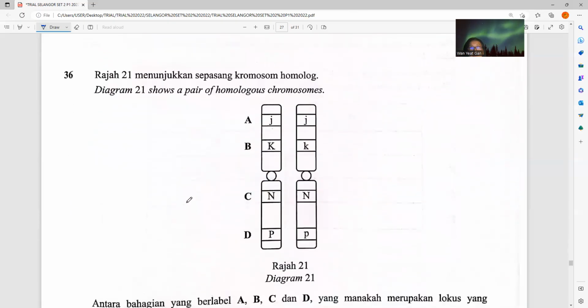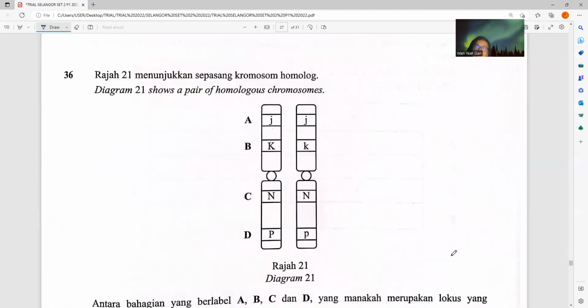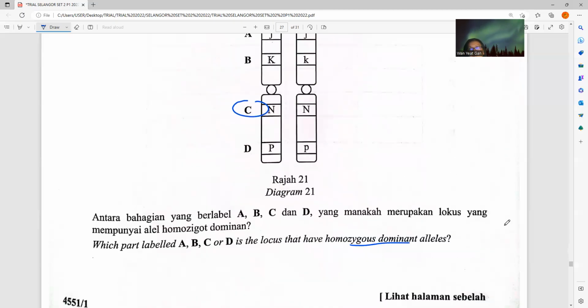Diagram 21 shows a pair of homologous chromosomes. Which part is the locus that has homozygous dominant alleles? Now, homozygous means both alleles are the same, whether dominant or recessive. So C is the answer. B is heterozygous. A is homozygous recessive, because they want homozygous dominant, yeah. And D is heterozygous.